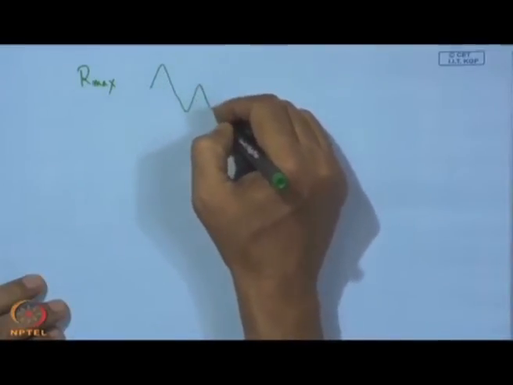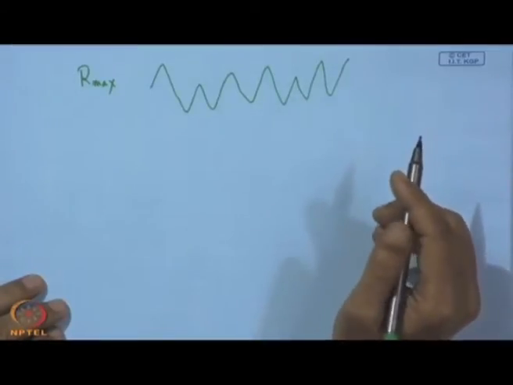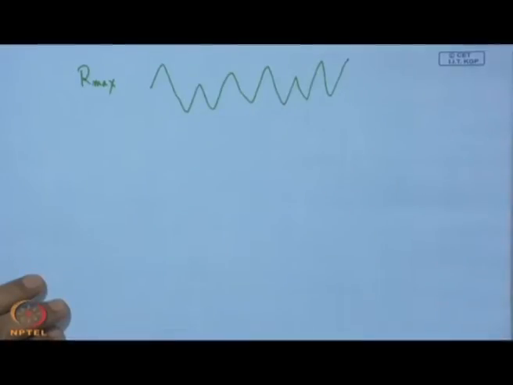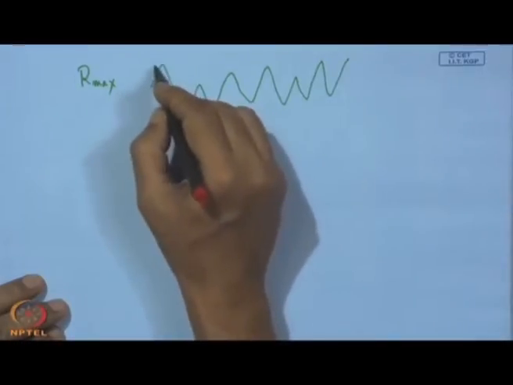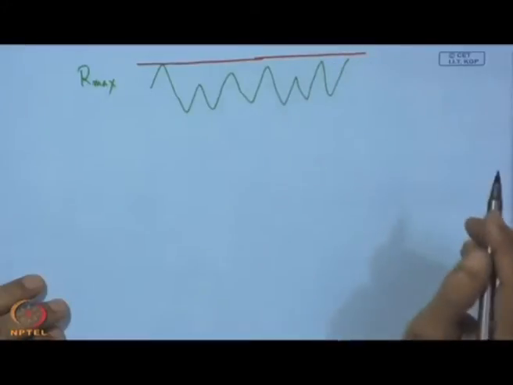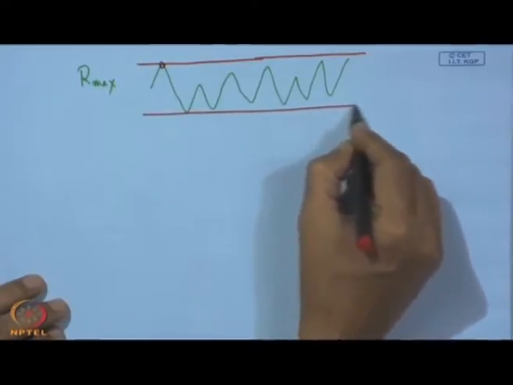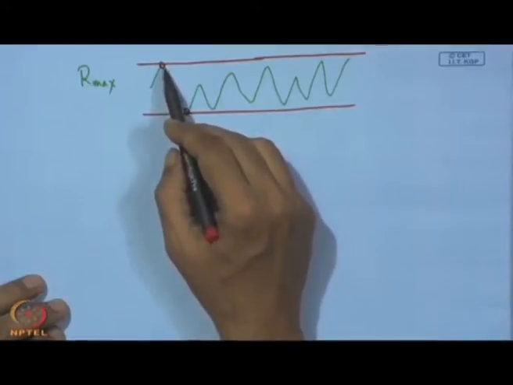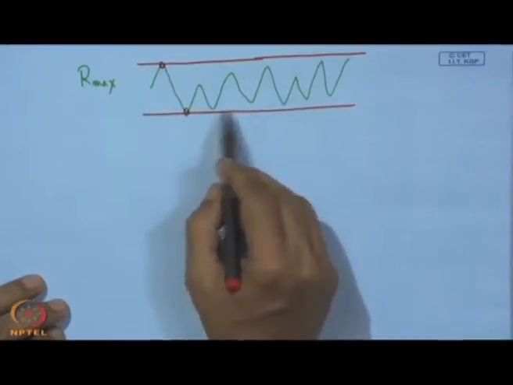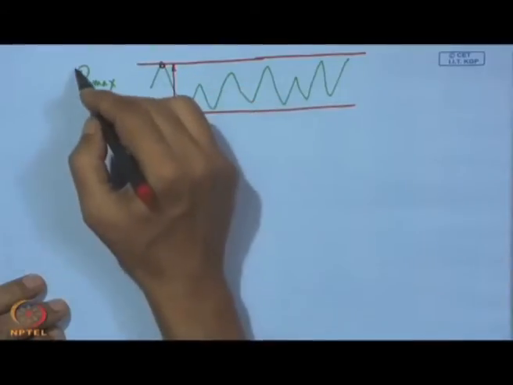Now, what is meant by R max? That means, if this is the profile, then we can find out something like this. If we just draw two parallel lines, parallel to this center line like this, we can draw one line through this highest peak, and we can draw another line through this lowest valley. That means, that is the highest out of all peaks and that is the lowest out of all valleys. In that case, this height difference, that we call R max.